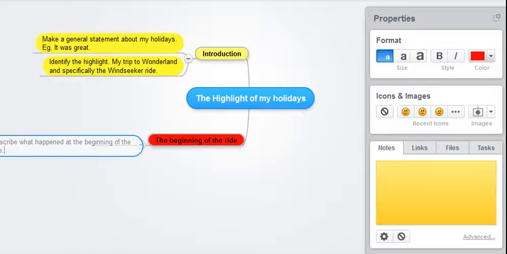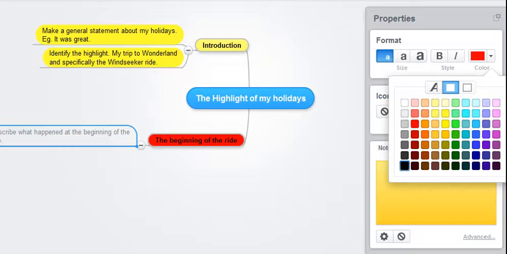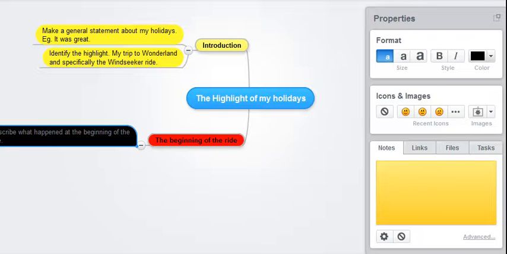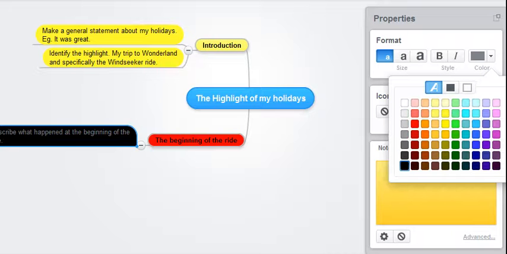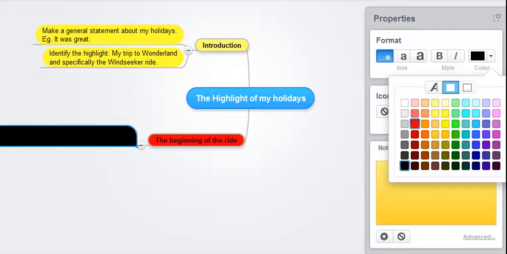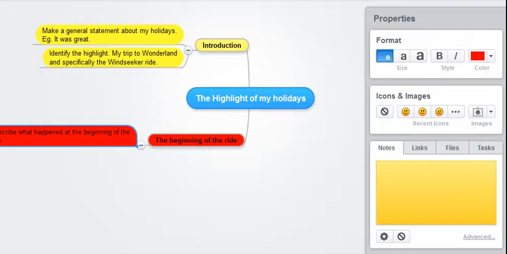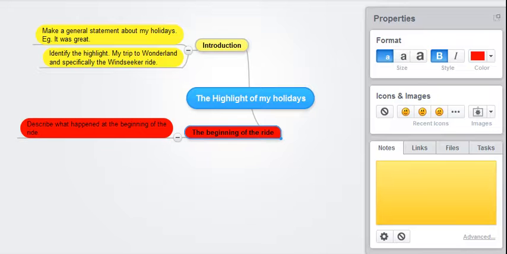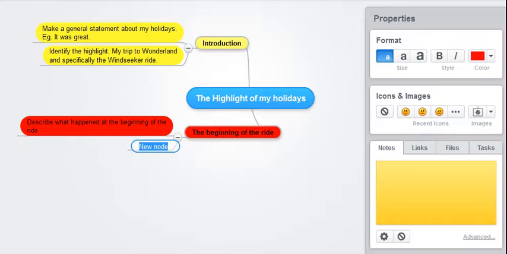Again, we have to make sure that we keep it in the same color because it's a guide to help us to decide what goes into which paragraph. Then the next thing that I would want to write about is describing the view, the amazing view, because that was one of the things that grabbed me while I was going up.